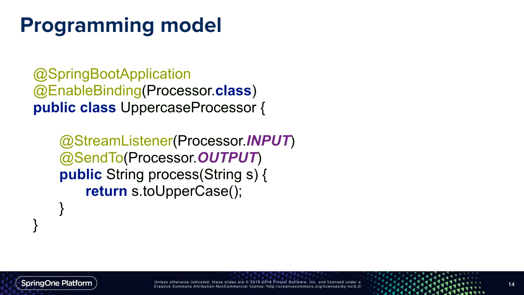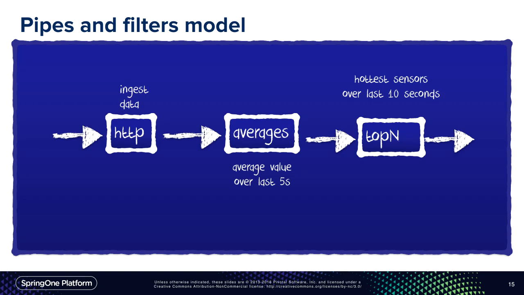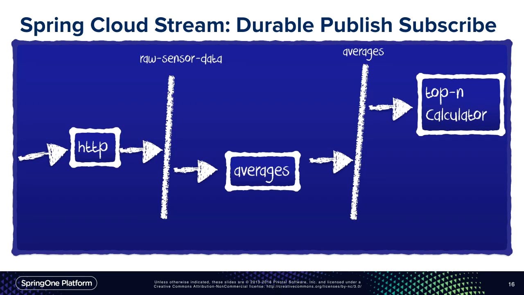However, things can get a little bit more complicated. The applications have a pipes and filters model. So basically, the flow is unidirectional. This is where I was saying that the stream model is the one that we are aiming for. For example, we can have an application that ingests some data from HTTP, computes some averages, and then based on the average data, it calculates what are the hottest sensors over the last 10 seconds. That's a very simple scenario, right?